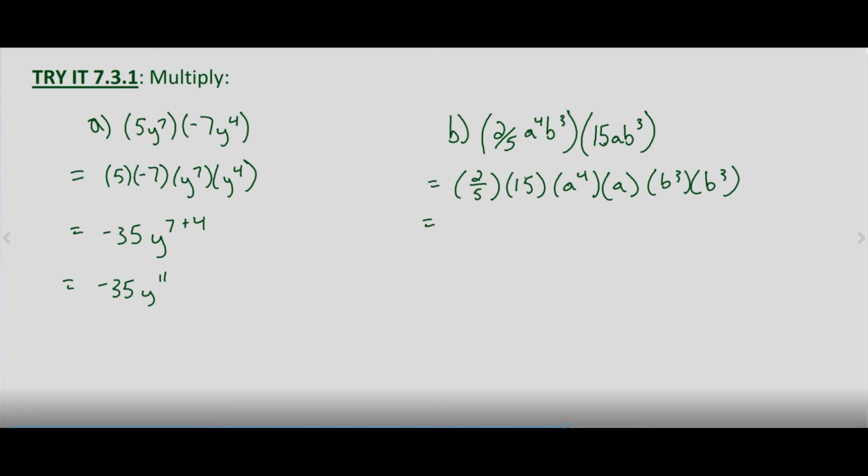So 2/5 times 15, that's 30 divided by 5, or we could go 15 divided by 5 is 3, and 3 times 2 is 6. A to the 4th times a, there's an invisible 1 there, so a to the 4 plus 1, times b to the 3 plus 3, and we end up with 6a to the 5th, b to the 6th.